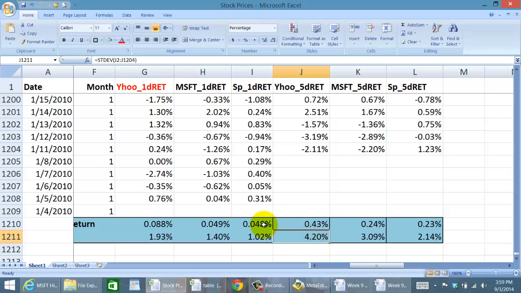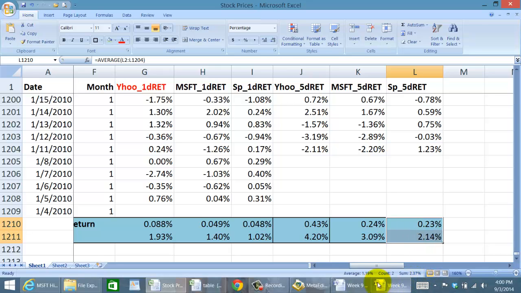And also look at the Microsoft return for 1 day. Actually the return is 0.049. Risk is 1.4. For 5-day, return is about 5 times more, and risk is about 2 times more. So anyway, you can see that the higher the risk, the higher the return.